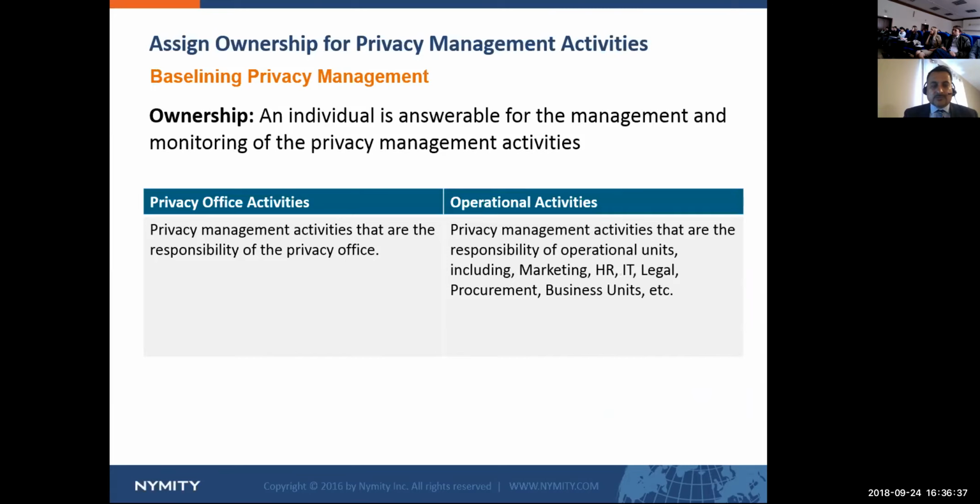Yeah. So as an assigning, this is all about baselining your privacy management. Ownership: an individual is answerable for the management and monitoring of the privacy management activities. And essentially there's two different types of activities. One that are responsible by the Privacy Office. So these are privacy management activities that are responsibility of, again, the Privacy Office. And then there are going to be those activities that are responsible of the organizational departments. So privacy management activities that are responsibility of operational units like marketing, HR, IT, legal, procurement, business units, etc. And the idea is that you're going to mark down the status.